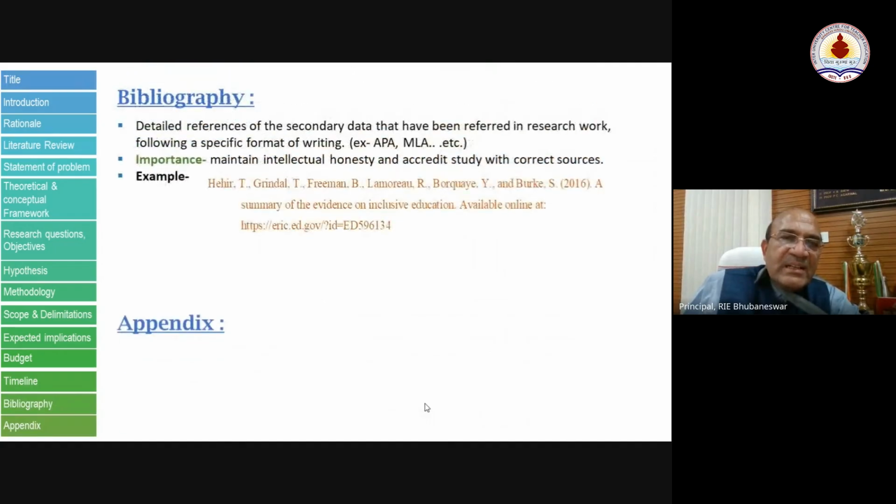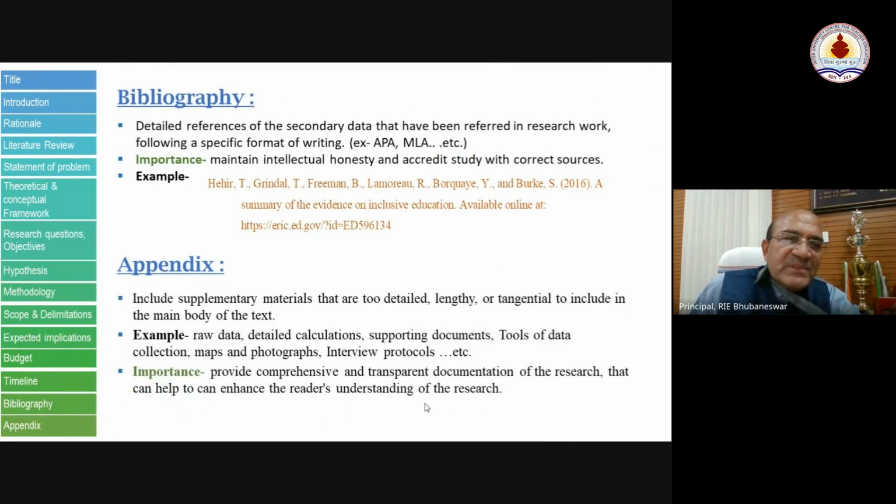So then the bibliography is to be given. Detailed references of the secondary data that have been referred to in the research work, following a specific writing format, for example, American Psychological Association, etc. So a detailed bibliography we have also to give for everyone's use. And its importance is that it will maintain intellectual honesty. Otherwise, people will not rely on that. And it accredits the study with correct sources. So an example is given here.